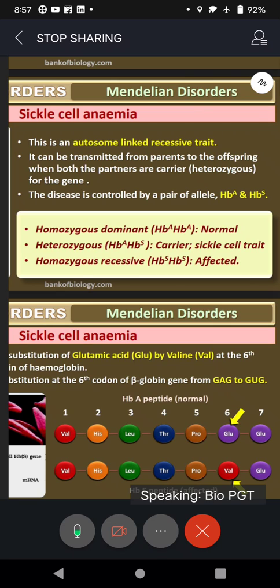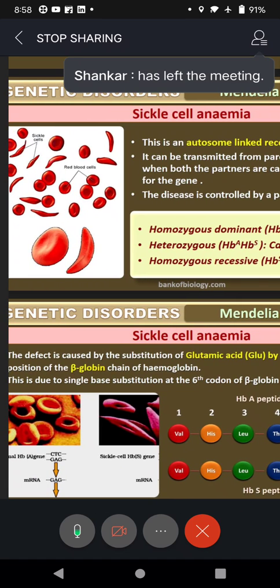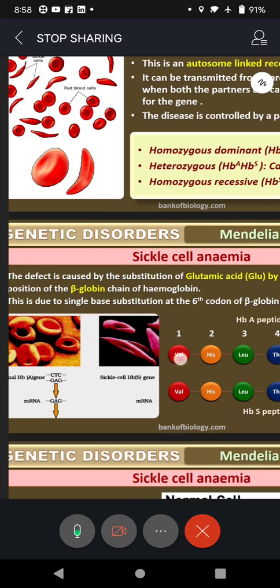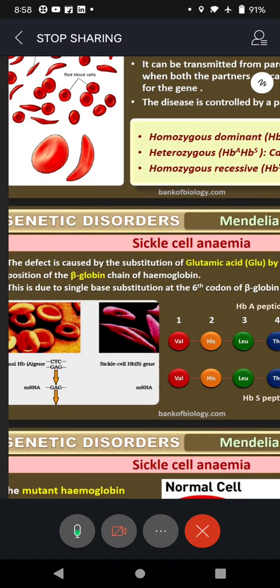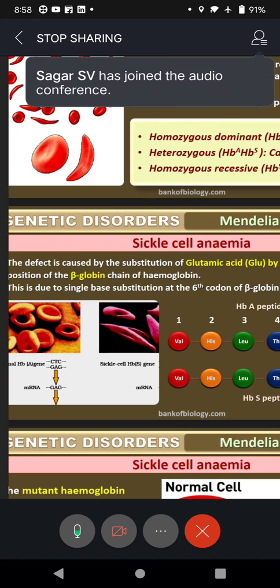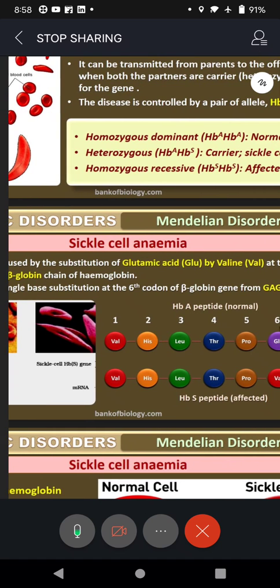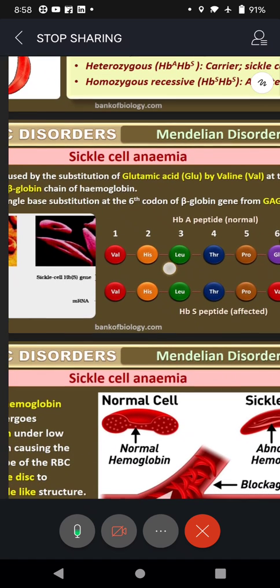Whereas, who actually suffers from sickle cell anemia? A person who has hemoglobin S, hemoglobin S. You see, we are writing affected. Now, how does the person get affected? Let us see the photos of that. The defect is caused by substitution of glutamic acid. Now, when I say glutamic acid, valine, all these are names of amino acids, and all of you know that amino acids join together and produce a protein.